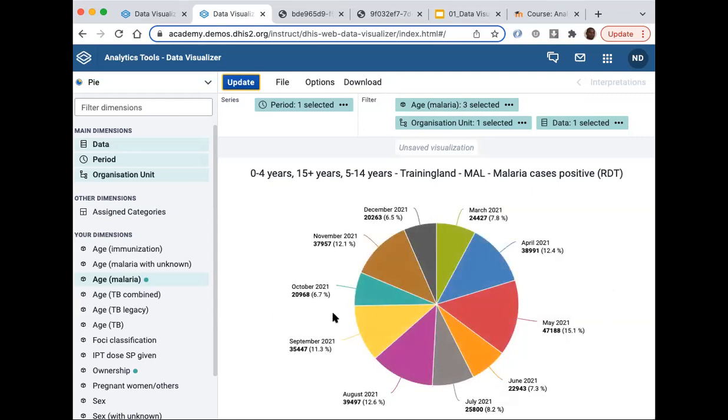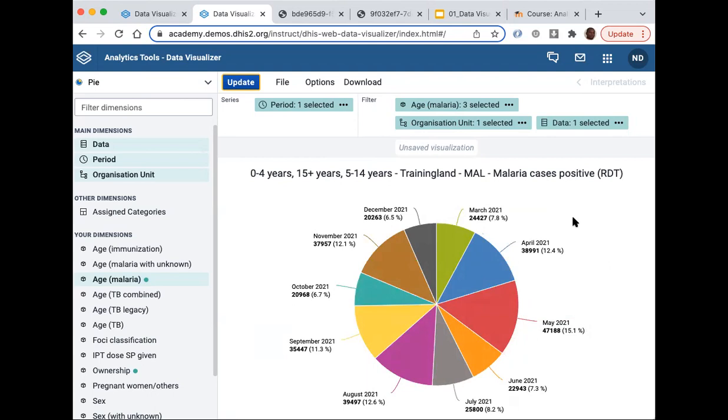Maybe now here you're using your eyes. You remember, if it was the bar graph, we would be able to sort. But here, I have to use my eyes to see which pie is higher. And I think May is where we had a lot of cases which were positive, which is also showing that last year we had high cases during May.